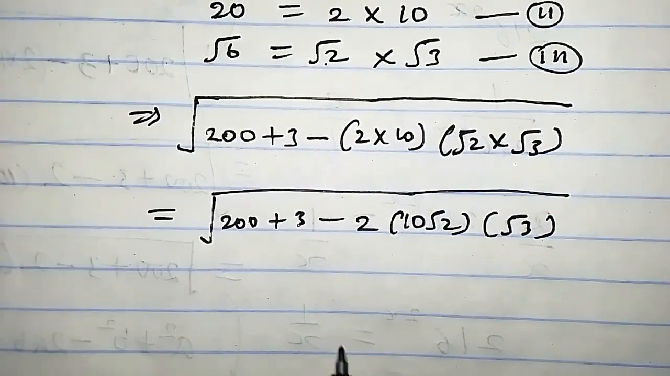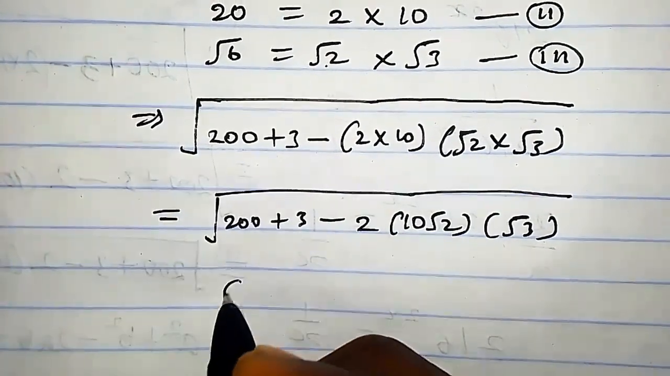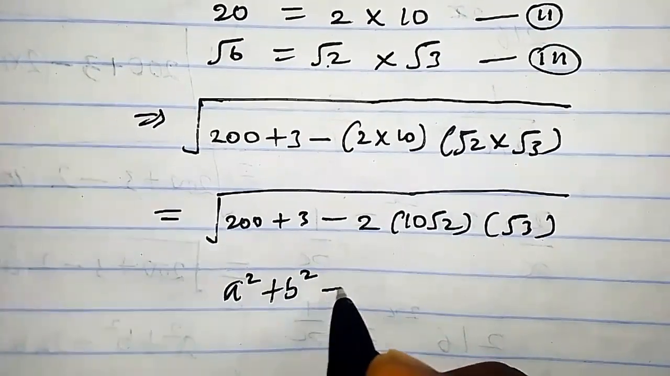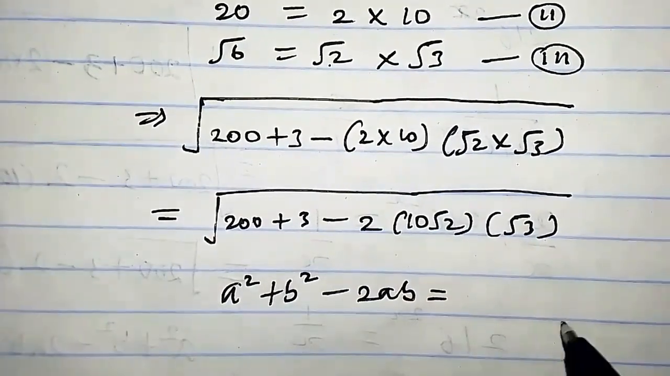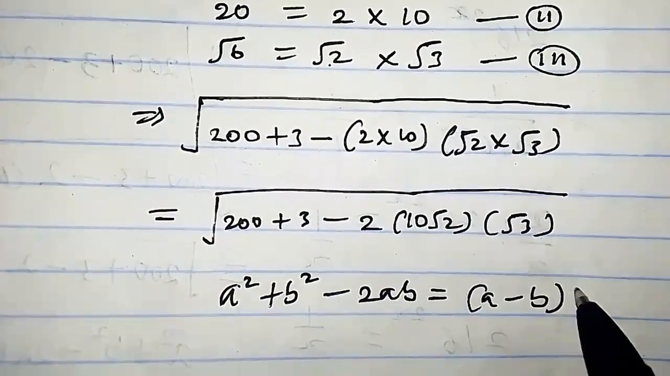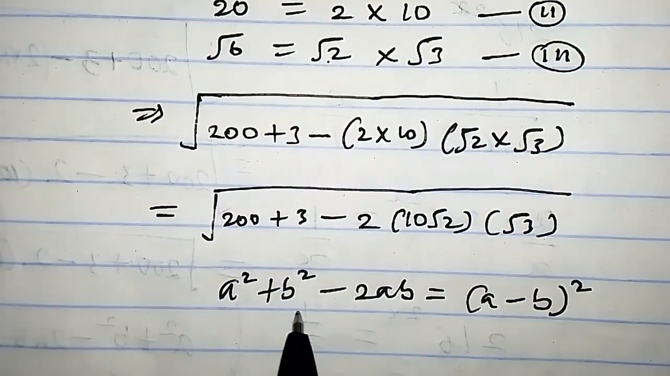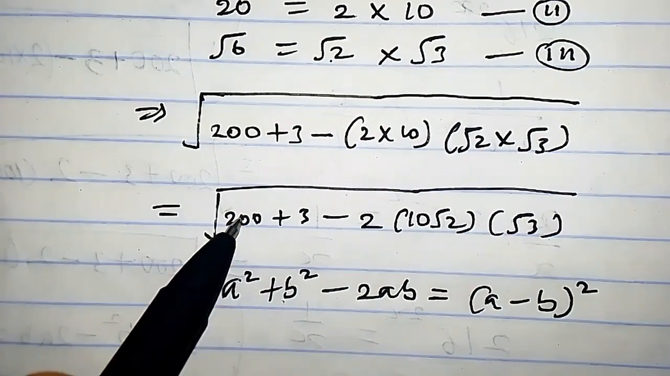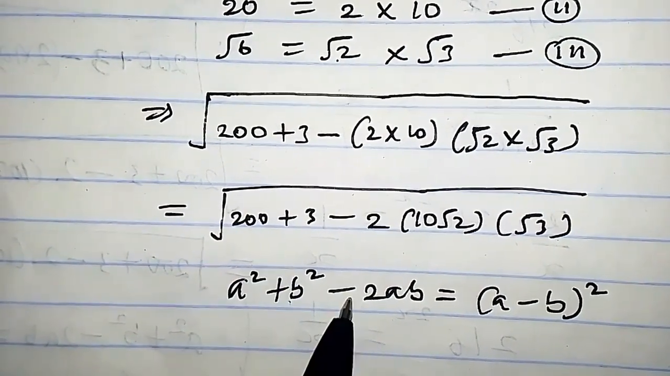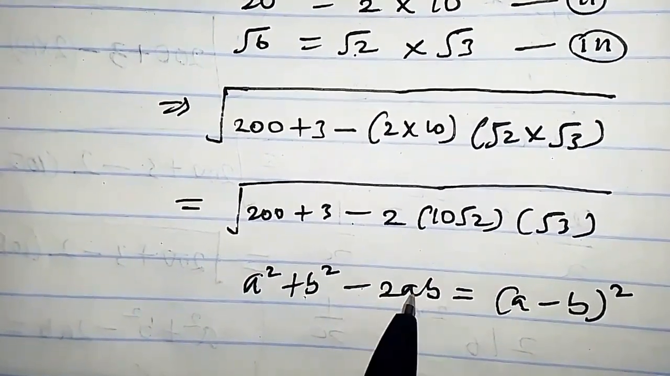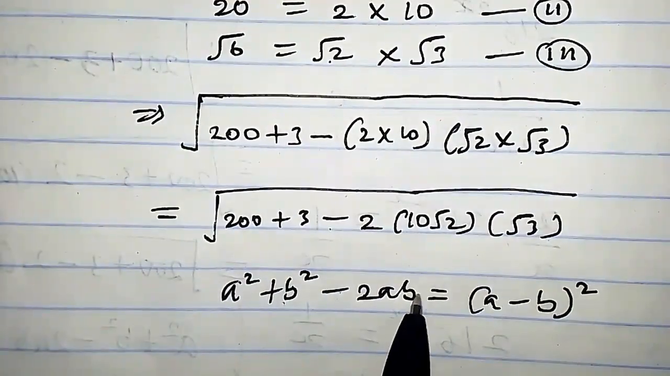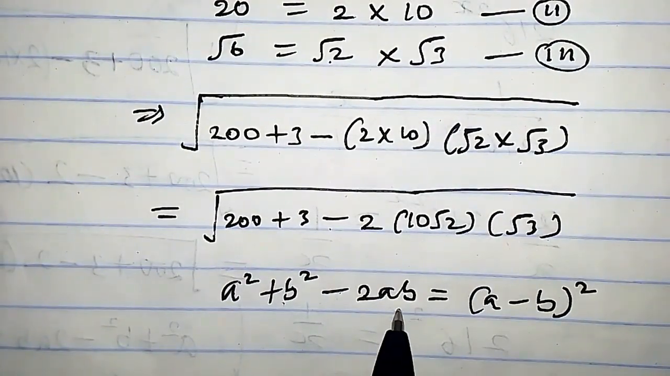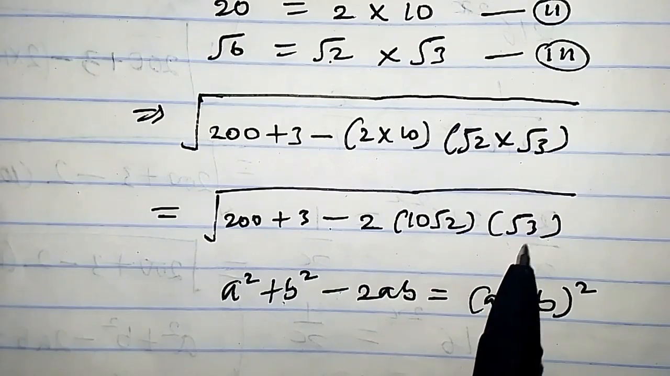Nothing has changed. Now let's recall that a square plus b square minus 2ab equals a minus b whole square. That is, when you expand this, we arrive at this. By comparison, we observe that a square is 200, b square is 3, and this is negative 2. We have a to be 10 root 2 and b to be square root of 3. So let's check if a is indeed 10 root 2 and b is square root of 3.